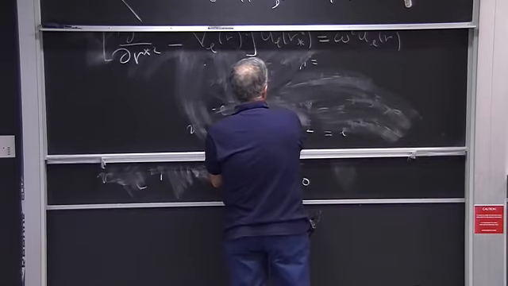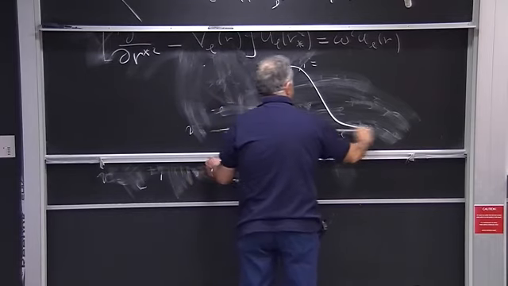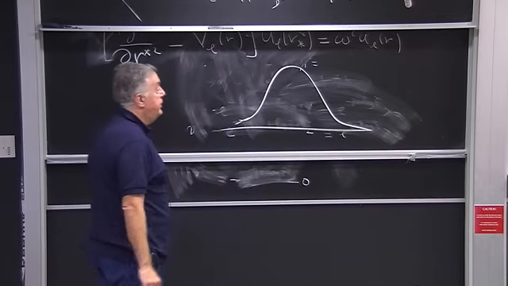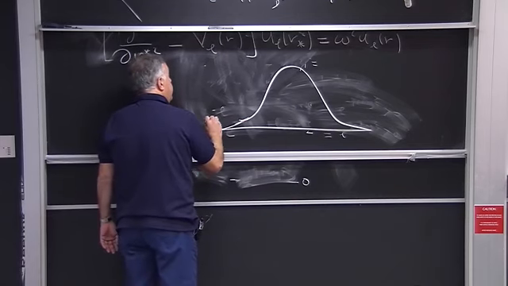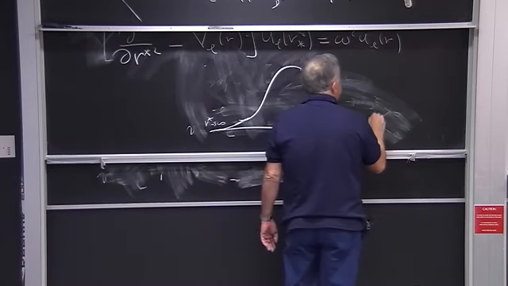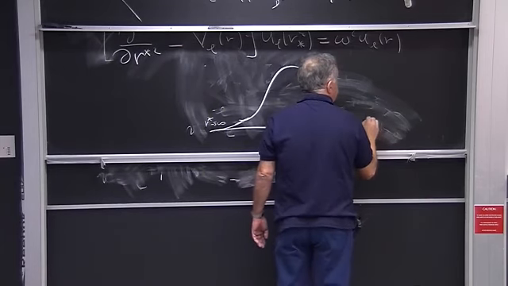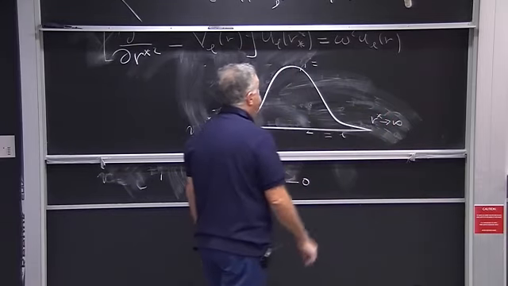a Schrödinger problem in a potential which has this shape, exponentially vanishing here at r star going to minus infinity, and vanishing as an inverse power at r star going to plus infinity. Okay.